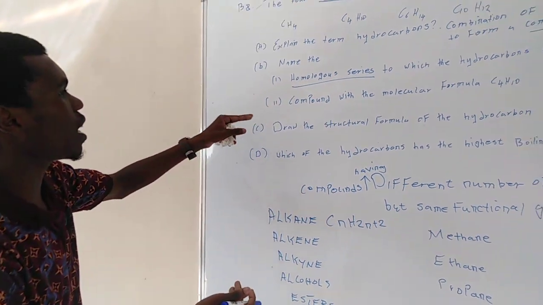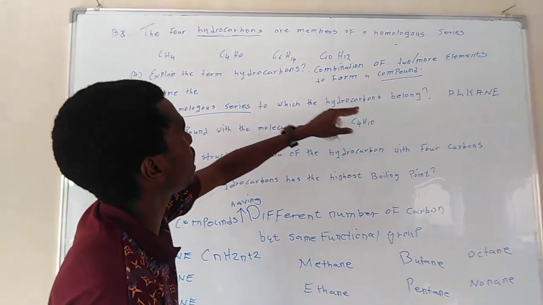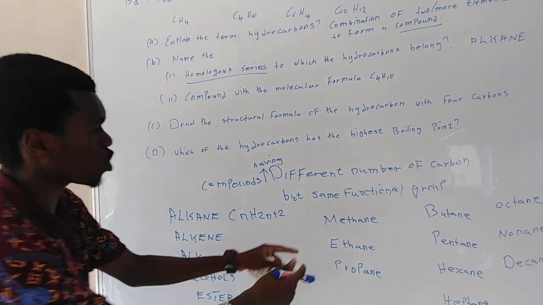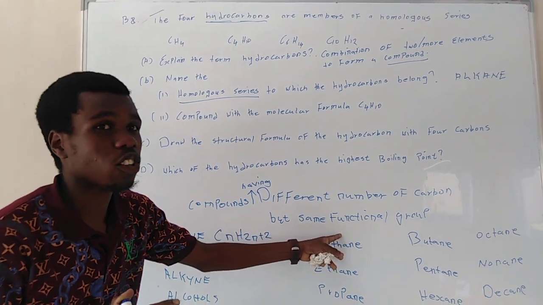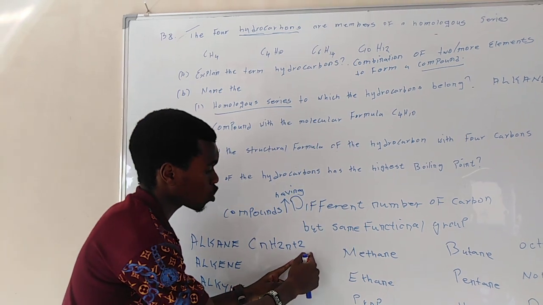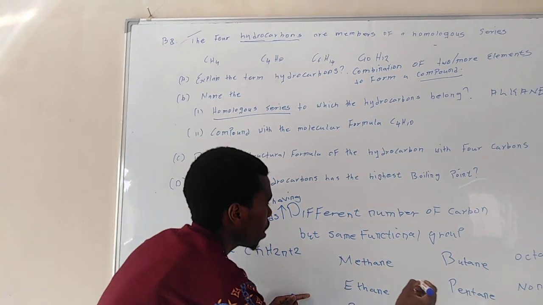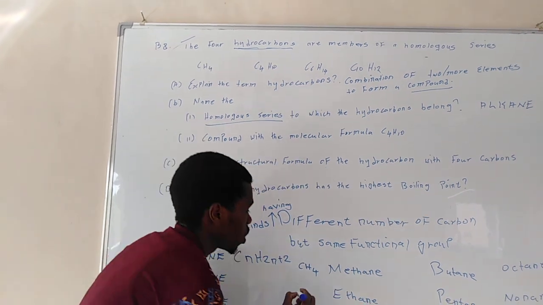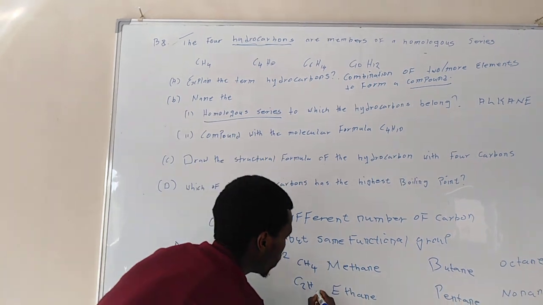Let's now move on to the second part: the compound with the molecular formula C4H10. Let me explain the chemical formula. Methane: all the carbon atoms differ by 1, and the hydrogens differ by 2. The chemical formula for methane is CH4. The next one is C2H, adding 2, so 6.